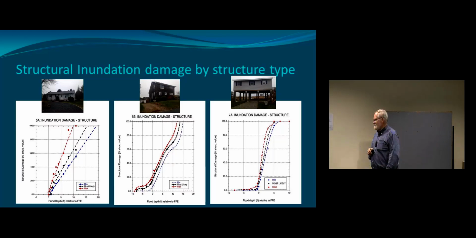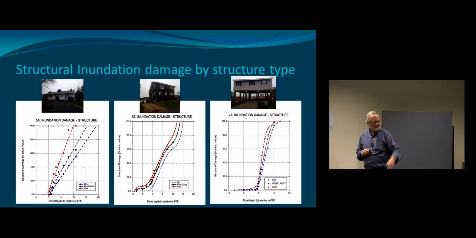The second one has a cellar. And look what happens to the damage. 10, 15, 20% already without the water getting to the height of the first finished floor. And the reason is it impacted all of that stuff at the basement. And the last one, of course, is the elevated house.